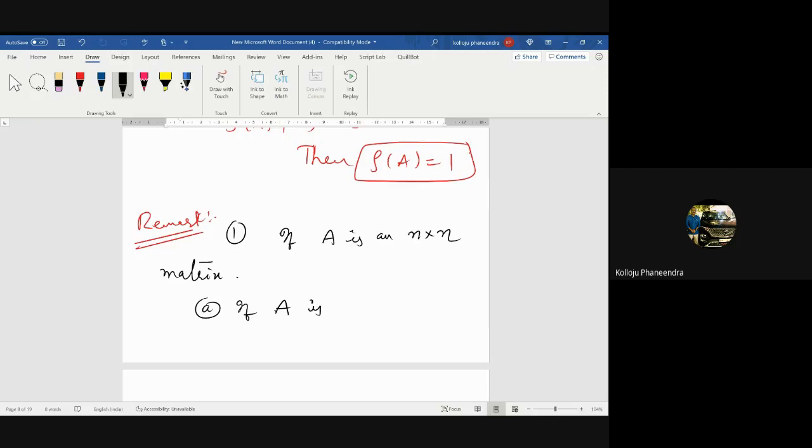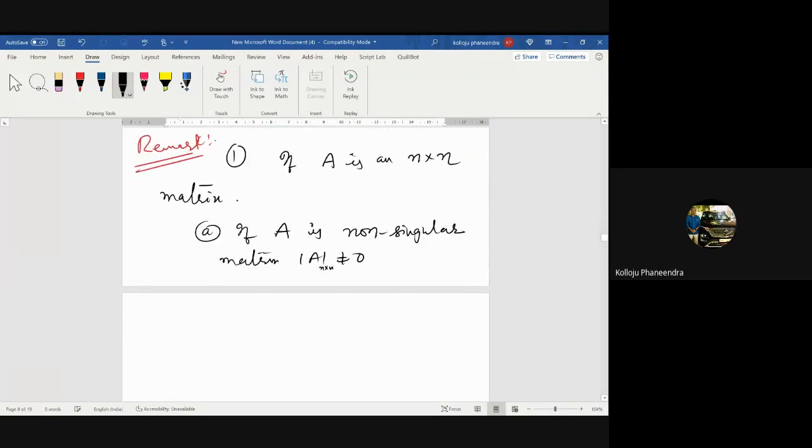Singular matrix and non-singular matrix. What is meant by singular matrix? The determinant equals 0. Exactly. Non-singular matrix means what? The determinant of A is not equal to 0. First condition: if A is a non-singular matrix, the determinant of the n by n matrix is not equal to 0, then what is the rank? N. I think this concept is clear, right?